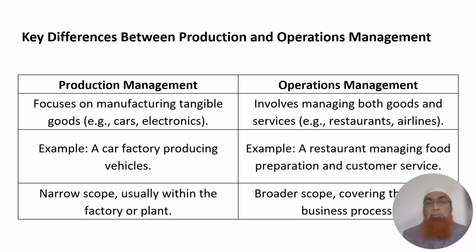Likewise, a car factory producing vehicles is an example of production management. And when we talk about restaurants, an example is a restaurant managing food preparation and customer services. So as I was saying, production management is a narrow scope, usually within the factory or the plant, whereas operations covers the broader scope, everything which is required to execute a business. Anything and everything which is required to execute a business.